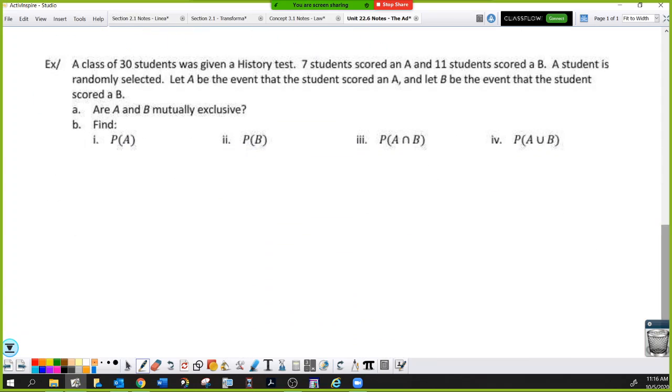Same kind of question. A class of 30 students was given a history test. 7 students scored an A and 11 students scored a B. A student is randomly selected. It says let A be the event that a student gets an A and B be the event that a student gets a B. Are A and B mutually exclusive? Yes, of course they are.